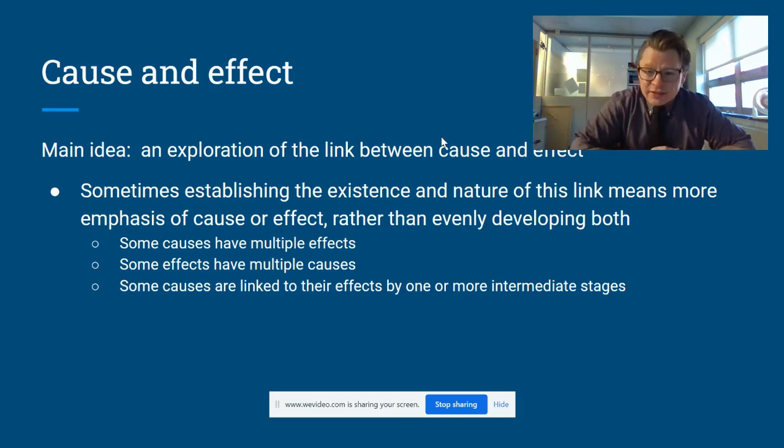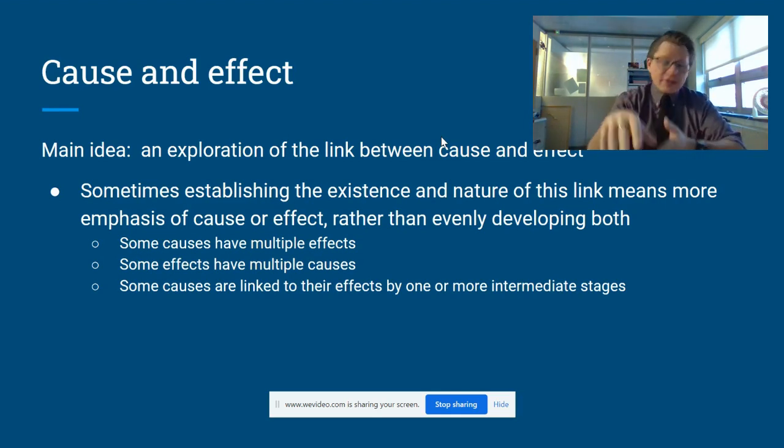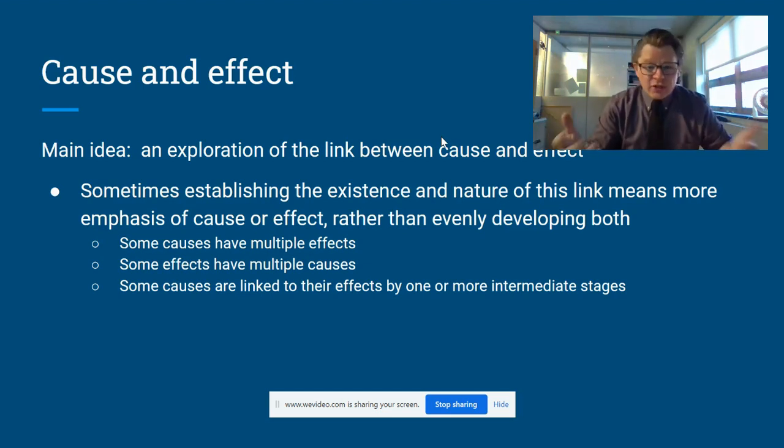Sometimes establishing the existence and nature of this link means more emphasis on cause or effect rather than evenly developing both. Generally, we're trying to show that causes in particular are related to effects, or that effects are somehow related to causes we have. Or finally, we may be trying to show that some causes are linked to their effects by one or more intermediate stages, right? But again, we're choosing which parts of this that we're focusing on based on what we have to accomplish.